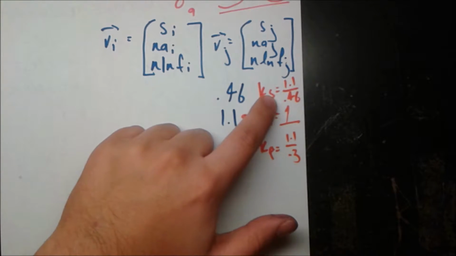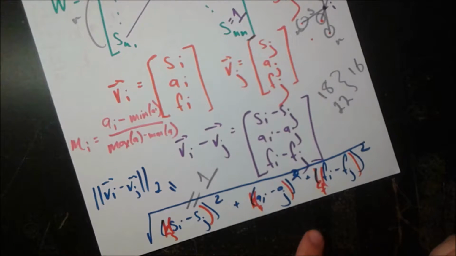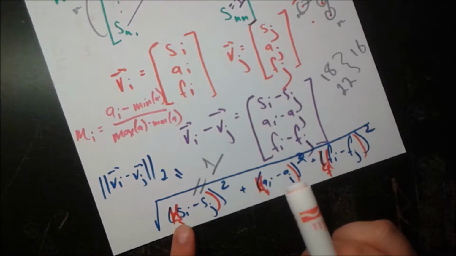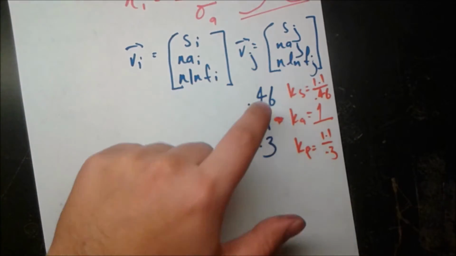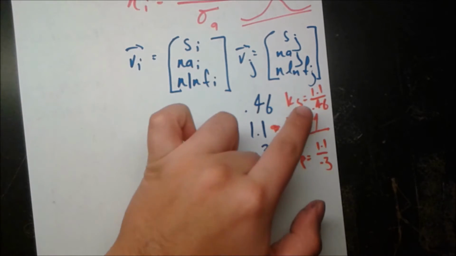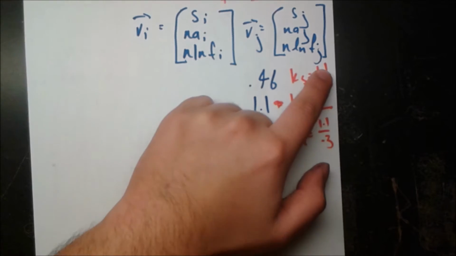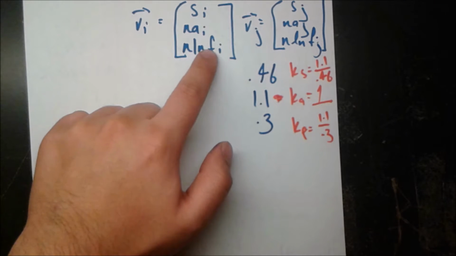So the reason I'm doing Ks as 1.1 over 0.46 is that it multiplies Si minus Sj, right? And we saw that Si minus Sj's mean was 0.46. So if we systematically multiply those differences by 1.1 over 0.46, then their average in the end will come out to 1.1. And the same logic applies for the normalized natural log of the fares.